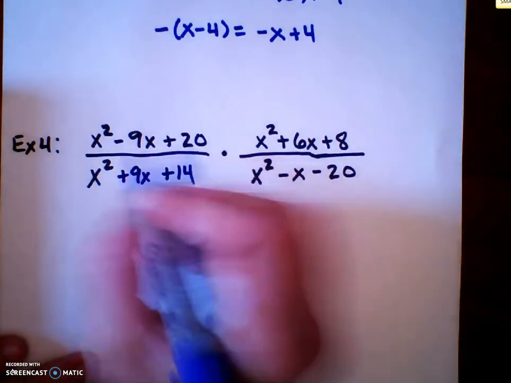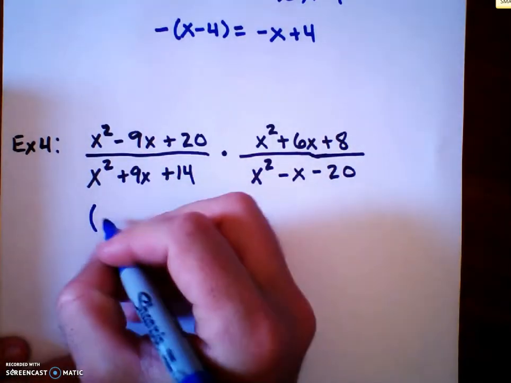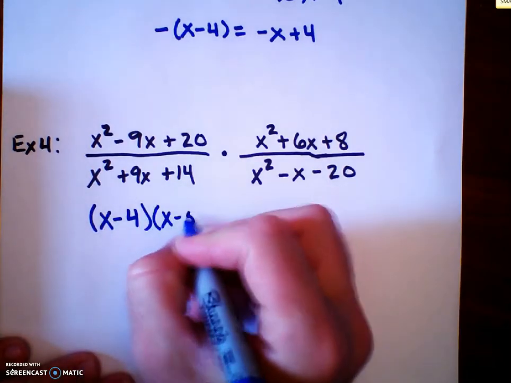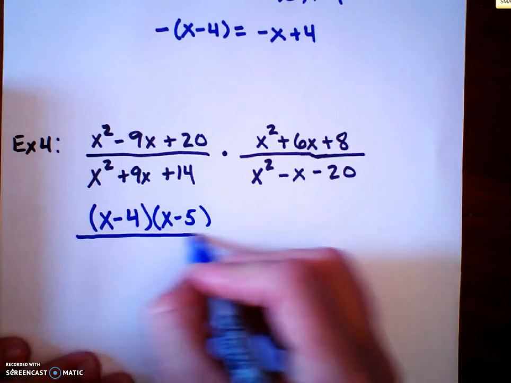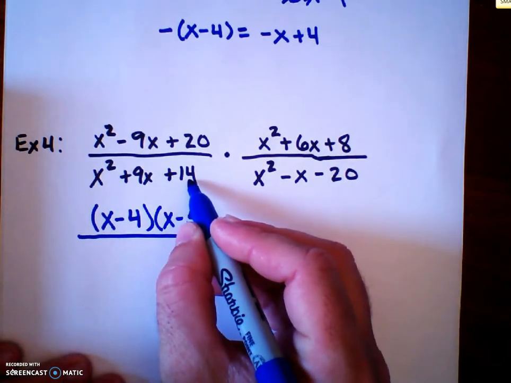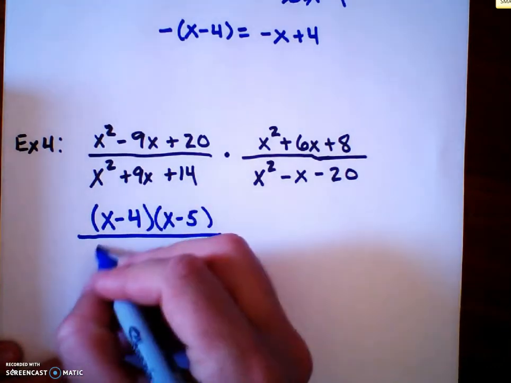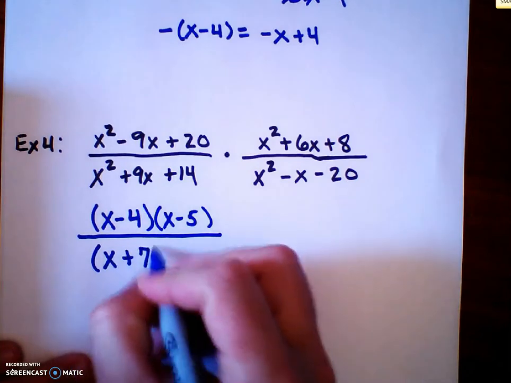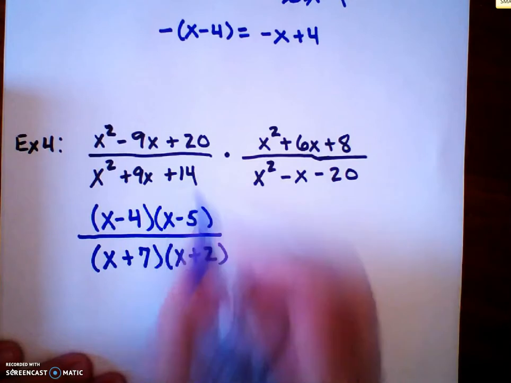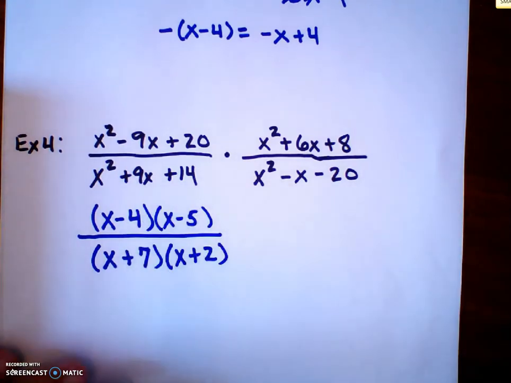Factors of 20 that get you a negative 9 are negative 4 and negative 5. You need to be able to do that easily. If you can't, you need to go back and practice those from chapter 4. Same thing with the bottom left. Factors of 14 that get you 9 are 7 and 2. They're both positive. Again, 7 times 2 is 14. 7 plus 2 is 9. It's really easy to check.